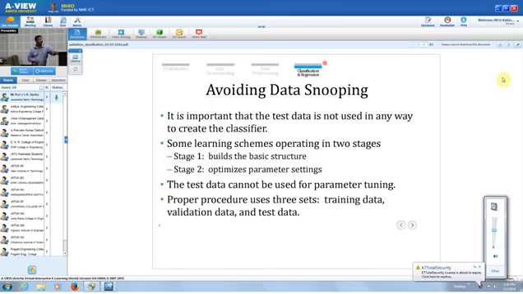Avoiding data snooping. It is important that the test data is not used in any way to create the classifier. Here, what is happening? You are not using the test data in the creation of the classifier. Some learning schemes operate in two stages. They build the basic structure, then they optimize the parameter settings. So the test data cannot be used for parameter tuning.